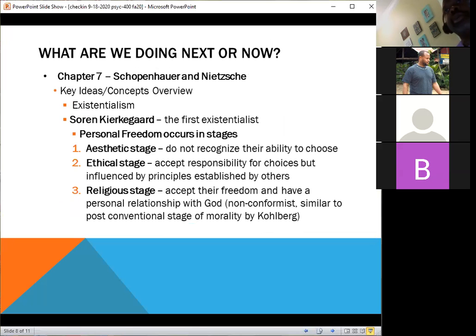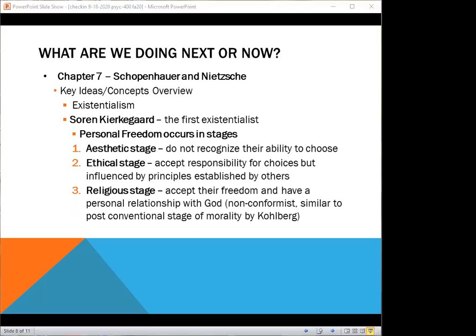This next slide here talks more about Kierkegaard, and he talks about the notion of freedom, because one of the key things that they talk about as part of the existentialist ideas is that you have choice. Okay, so it's human existence, the meaning of it, your freedom of choice, and the uniqueness of the individual. And so what Kierkegaard basically says is this: your personal freedom occurs in stages. In the aesthetic stage, you do not recognize your ability to choose. So you don't even know that you have choice, okay?